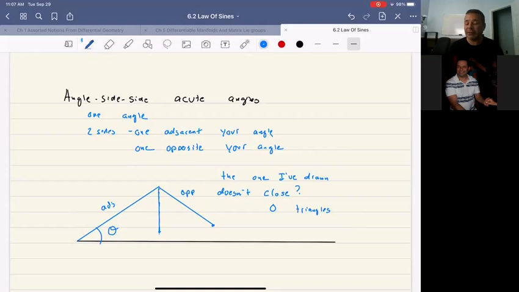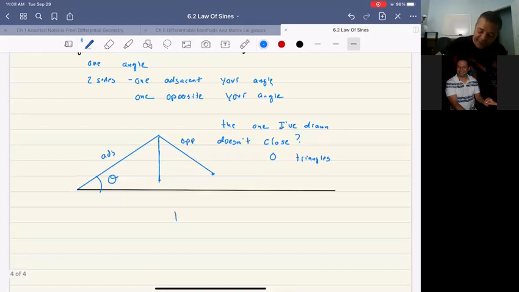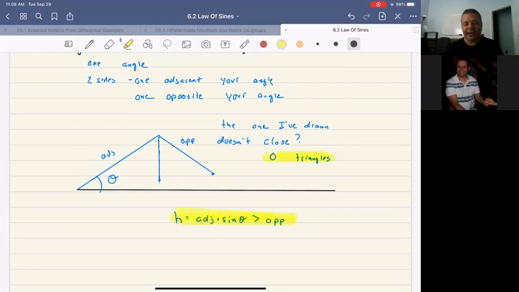What happens when you have zero triangles? What really happened mathematically is that this number h, which is going to be the adjacent side times the sine of theta, is bigger than my opposite side. So this is where we have zero triangles: if the adjacent side times the sine of the angle is bigger than the opposite side.